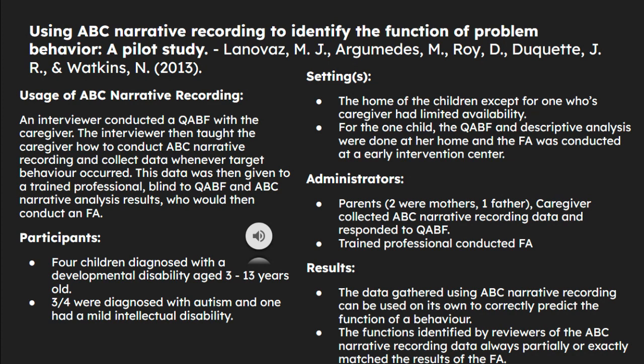This data was then given to a trained professional blind to the QABF and ABC narrative analysis results, who would then conduct an FA, and then the results from the FA were matched up with the results from the ABC recording. The participants were 4 children diagnosed with a developmental disability aging from 3 to 13 years. 2 of them were male, 2 of them were female. 3 out of the 4 were diagnosed with autism, and 1 had a mild intellectual disability.